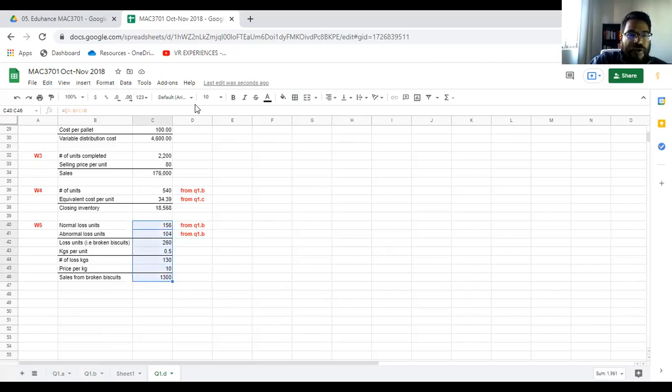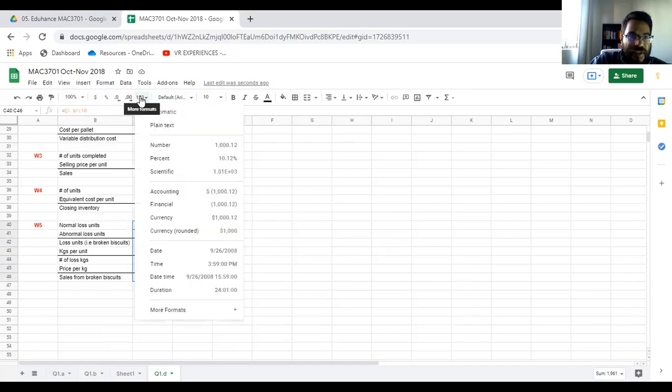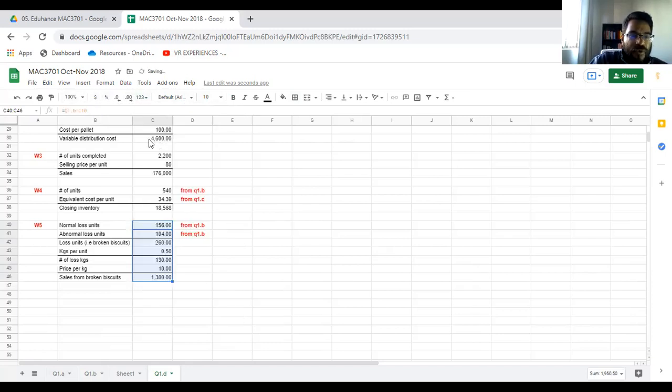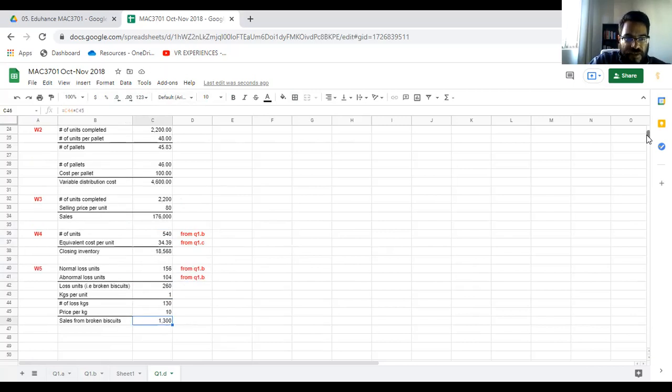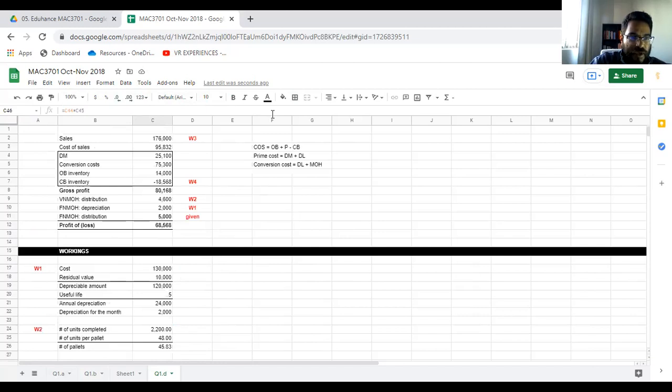You can either reduce cost of sales or you can increase sales. I'm going to put it by sales. Technically, most companies will most likely put it against cost of sales, but that shouldn't be a problem. So working 5, it is C46. I'm just going to go here and say plus C46, and then working 5.